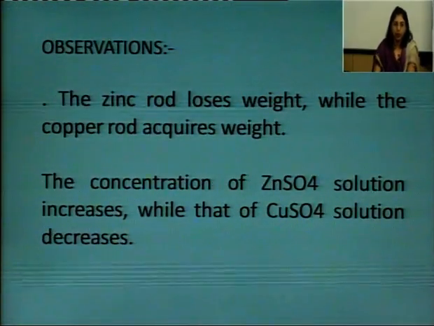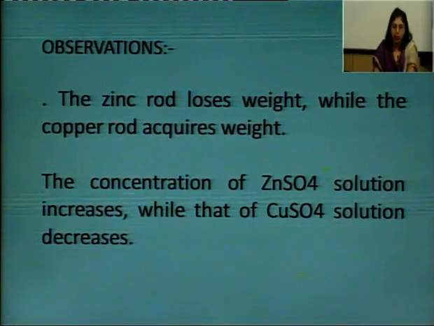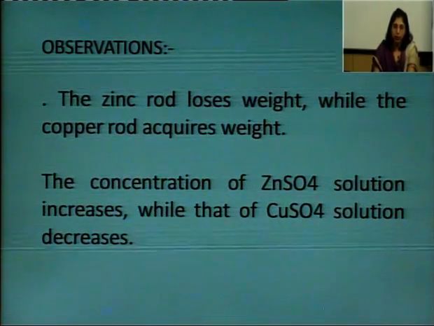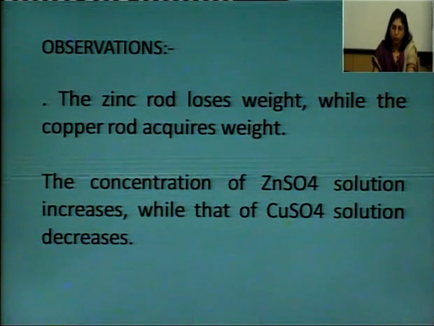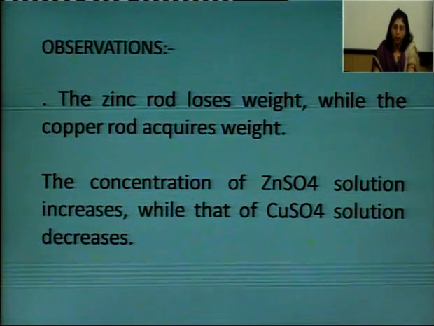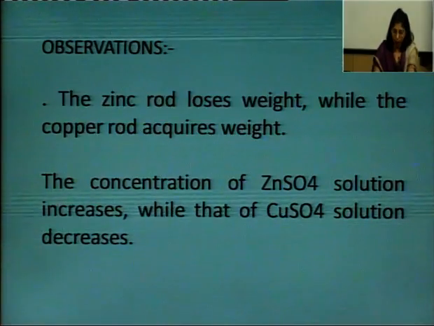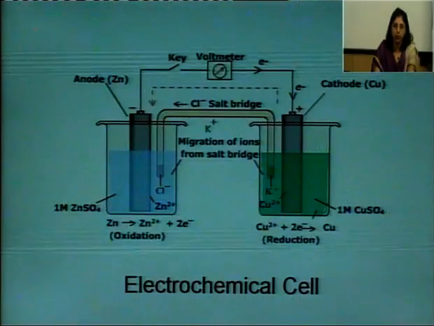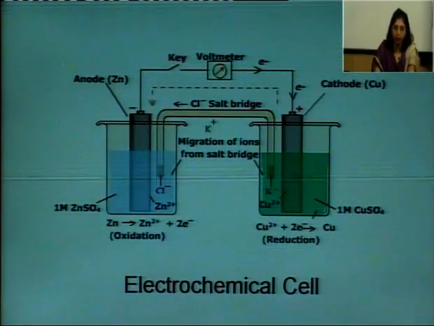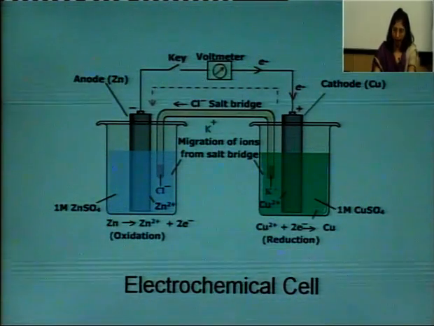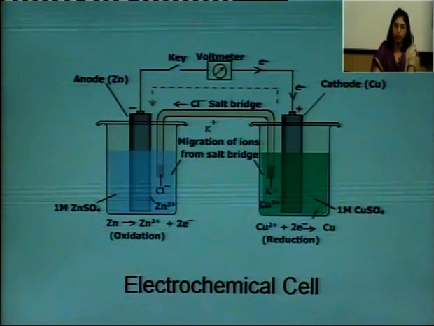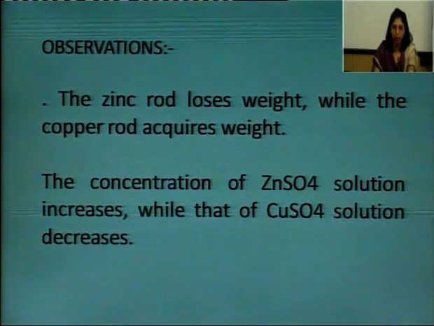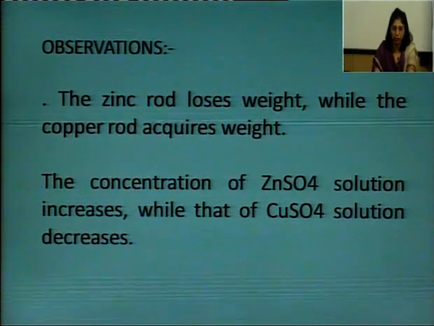Now, what is observed after some time in this cell? In the first observation, the zinc rod loses its weight while the copper rod gains weight. In the first beaker, the zinc rod will lose its weight, and in the second beaker, the copper rod will gain weight.